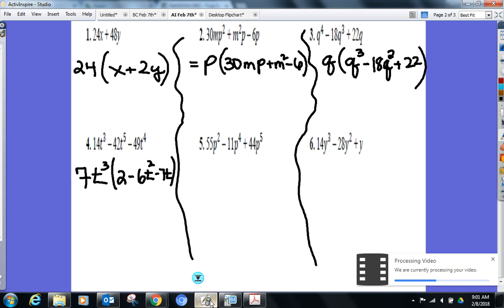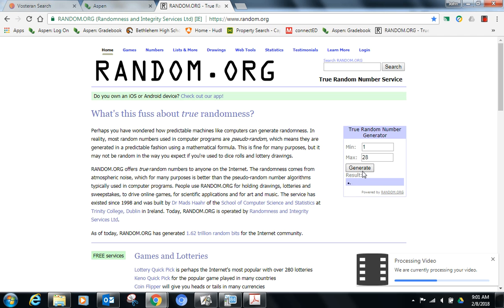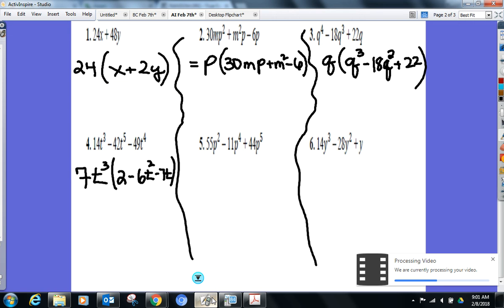All right, let's do this. First, what did you take out as a GCF for number 5? What did you take out as a GCF? Here we go, 11 again. What did you take out as a GCF?